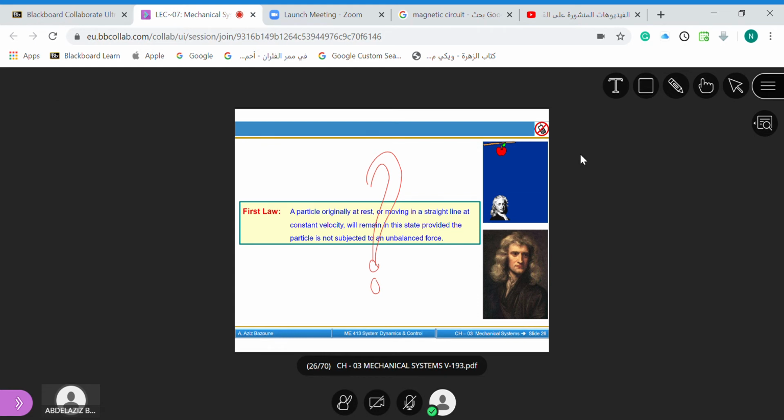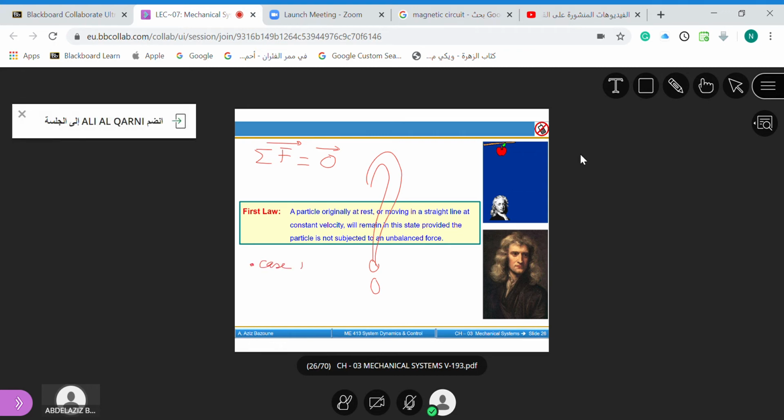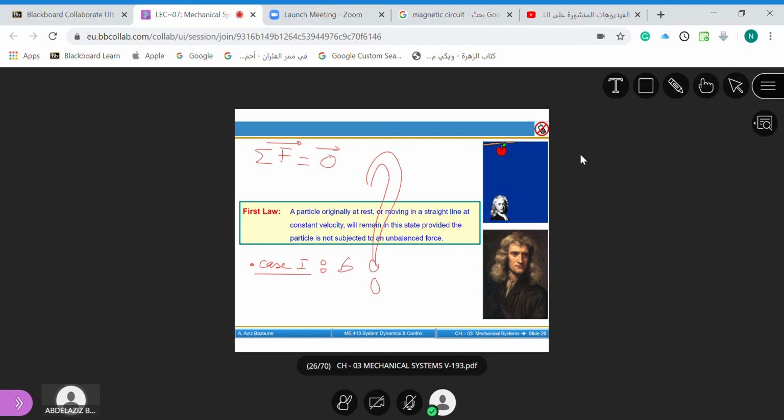This is called the static law, or the first law. It means that sigma force is equal to 0. The summation of all forces acting on the body will be 0. So we have two cases. Case one, either the body is not moving at all, that is, at static. This is called the static law, the body at static is not moving.